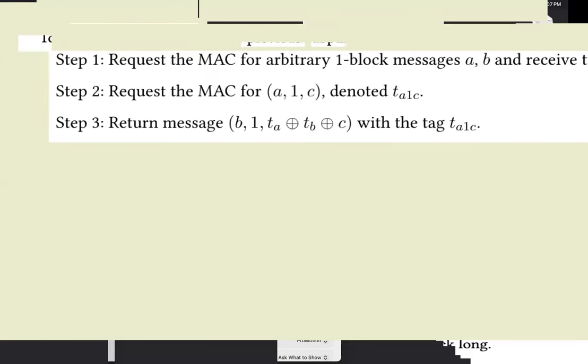And I'll walk through how you can do this. So our target will essentially be the tag for the message A||1||C. We're going to start by requesting the tags for A and B. Then we're going to request the MAC for A||1||C, and then we're going to return the message B||1 with tag A XOR tag B XOR tag C as the tag for A||1||C.